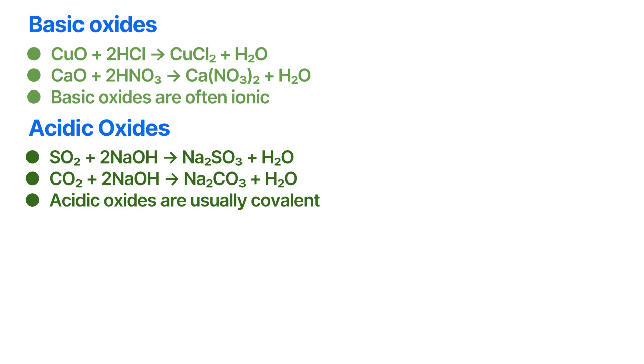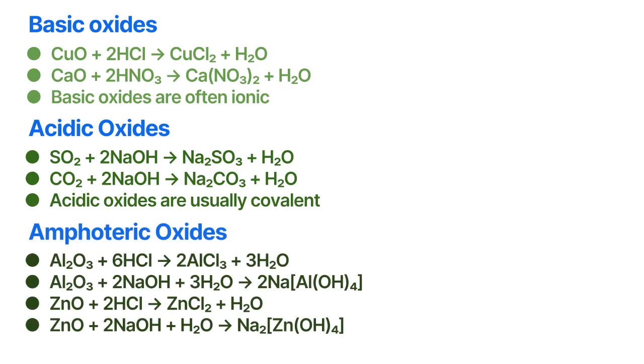Finally, let us look at the reactions of amphoteric oxides. Aluminium oxide reacts with acids like a base, and it also reacts with bases like an acid. Zinc oxide shows the same dual behavior, confirming its amphoteric nature.